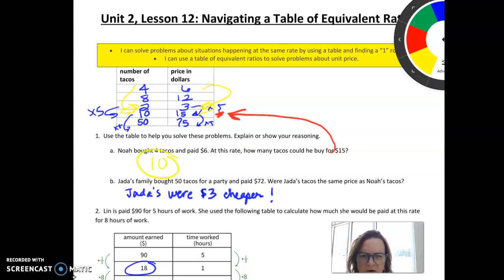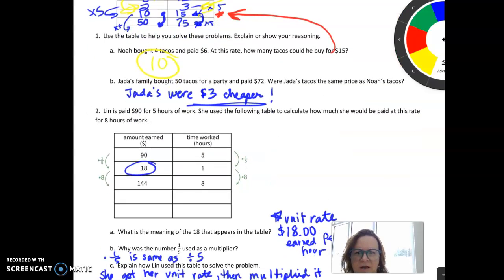Jada's family bought 50 tacos for a party, and she paid $72, and you have to decide if Jada's tacos were the same price as Noah's. So we have to figure out the price of Noah's tacos. So I already have this 10 here, which is lovely. So I just multiplied the 10 times 5 to get the 50. So then I'm going to multiply 15 times 5, and I get 75. So Noah's tacos were a little bit more expensive, $3 cheaper for Jada.